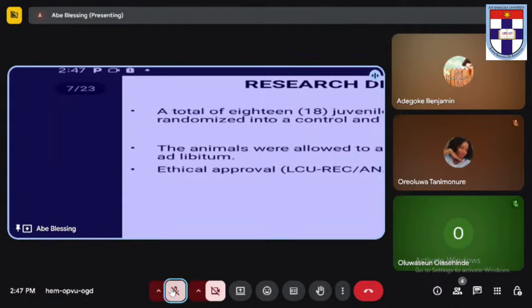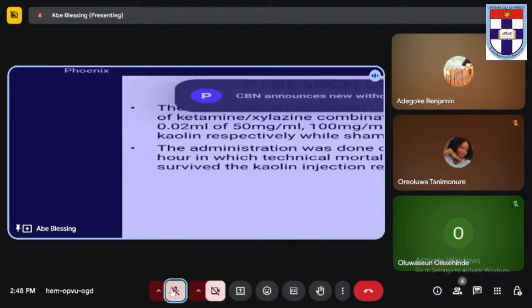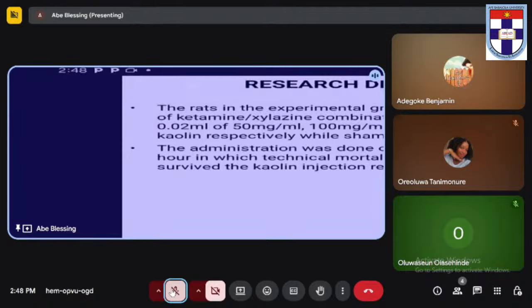A total of 18 juvenile rats was used for this study. They were grouped into a control group and 5 experimental groups, which had 3 animals in each. They were acclimatized for 2 weeks and allowed free access to water and feed. Ethical approval was obtained from the university. The rats in the experimental groups were given 0.02 ml of 50, 100, 150, 200, and 250 milligram per ml of sterile kaolin respectively, while the control group had a sham injection. This administration was done once.